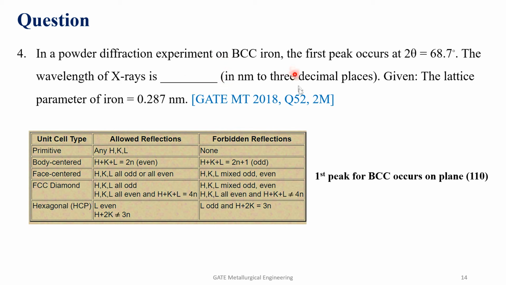such questions being repeated. So from this extinction allowed reflection rules and allowed reflection, we found out that the first peak for BCC occurs on the plane 110. That is our first hint. So HKL values we have obtained. Now we will be using two more equations to solve that particular question.